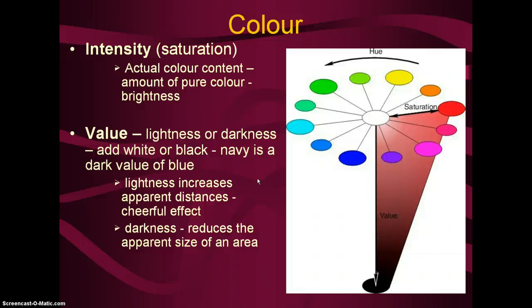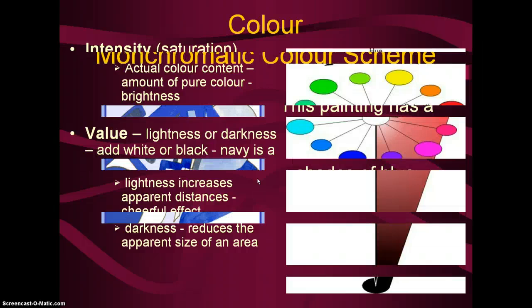Now, lightness is similar to the warm color idea. Lightness can increase the apparent distance. If you paint a room black or you paint a room white, it's going to change the size or the feeling of the illusion of size of the room. So lightness increases the apparent distances, darkness reduces the apparent size of an area. So this can also be used when it comes to landscaping as well.